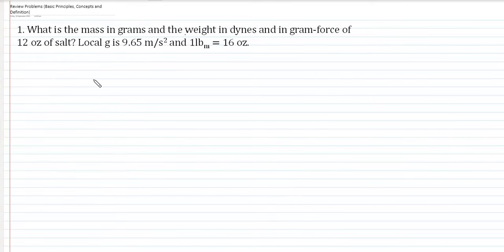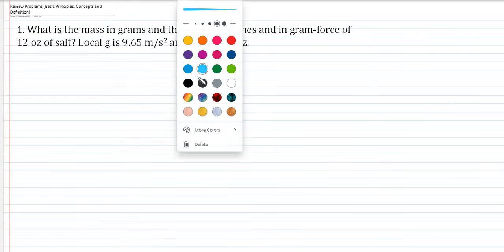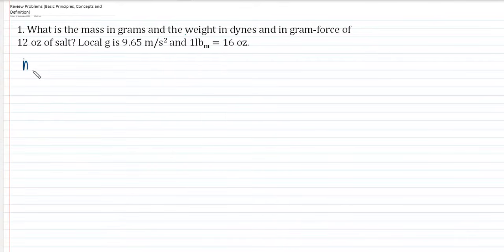What is the mass in grams and the weight in dynes and in gram force of 12 ounce of salt? The given here, which is 12 ounce of salt, is actually already the mass, no? So that is just the mass, 12 ounce. We want to convert this mass, 12 ounce, to grams. We are given an initial conversion here as part of the problem: 1 pound mass is equal to 16 ounce.